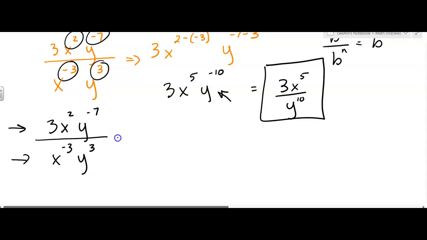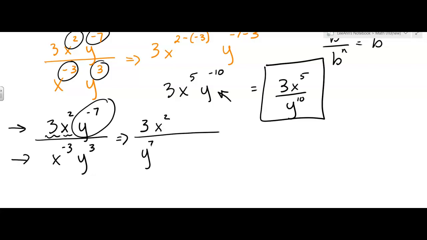Okay, so the 3, that's going to stay put, doesn't have a negative exponent. The x squared is going to stay put, that doesn't have a negative exponent. But this is going to move to the denominator. So I'm going to have y to the 7th. When it moves, it becomes positive. It's like he's not happy living uptown, so he's moved downtown and now he's happy. Okay, this one's going to move because it's not happy living downtown, so it's moving uptown. And then this, he's happy living downtown, so he's going to stay put.